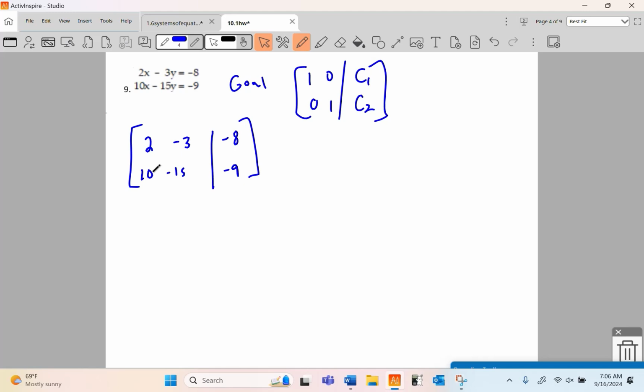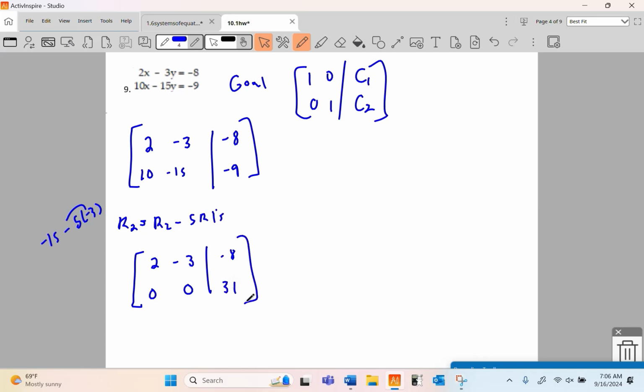So I'm actually going to play with row 2 first. Row 2 is row 2 minus 5 row 1s. So no change to row 1 just yet. 10 minus 5 2s is 0. Negative 15 minus 5 negative 3s is actually 0. Cool. That was negative 15 minus 5 negative 3s. Remember, addition. And then negative 9 minus 5 negative 8s is going to be 31.